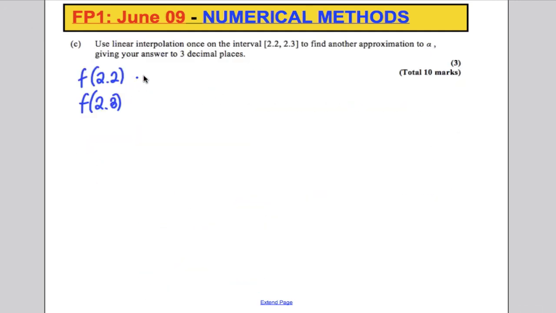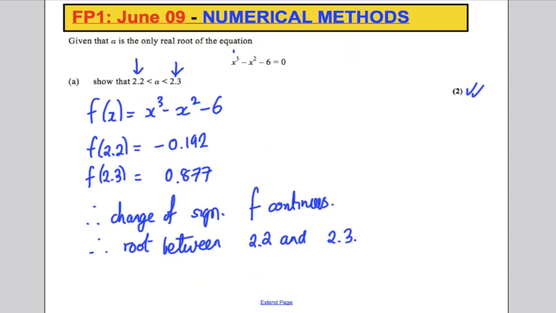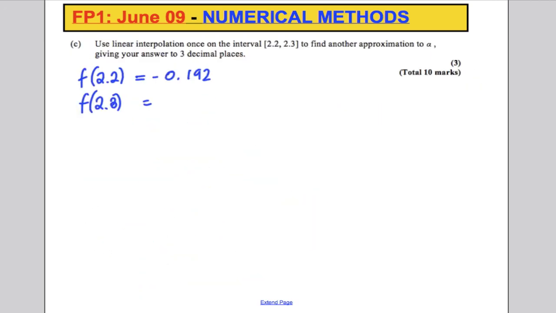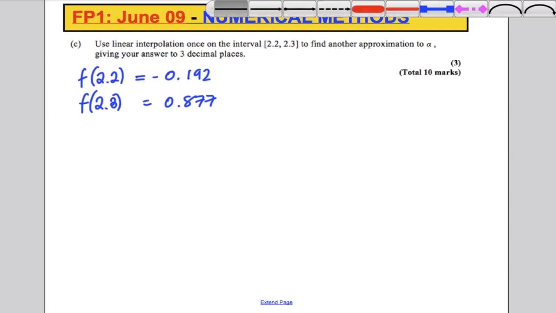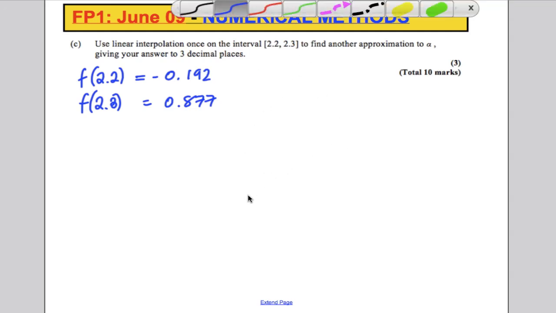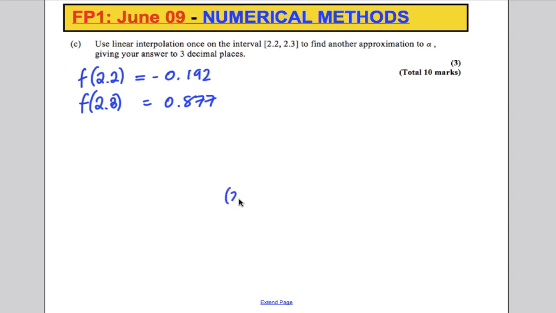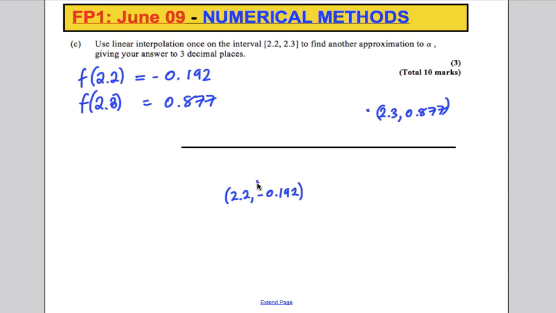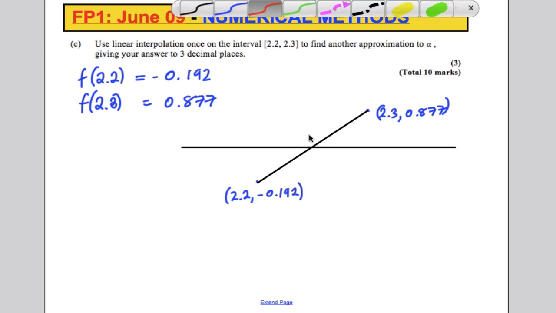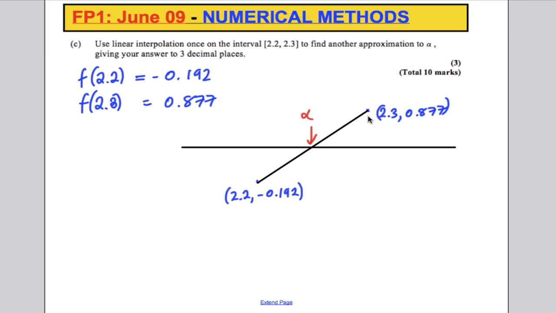So this is negative 0.192 and 0.877. So let's draw ourselves our picture. When x is 2.2, we get negative 0.192, and when x is 2.3, we get 0.877. That point to that point. Therefore, there's a root between the two, and the root is here. Let's say we'll call it alpha, and then we just use similar triangles.